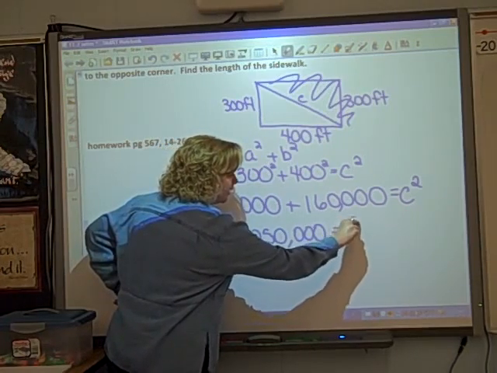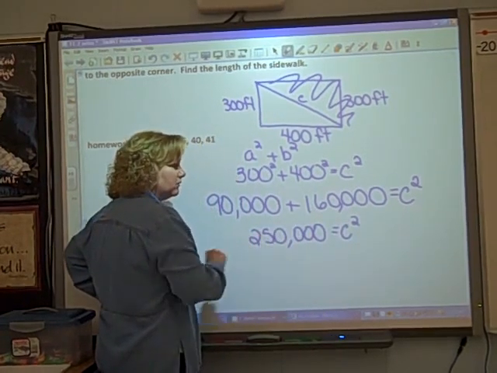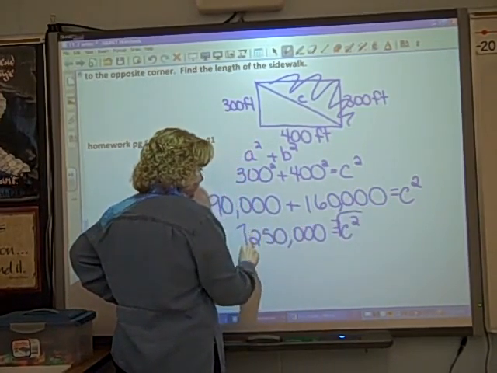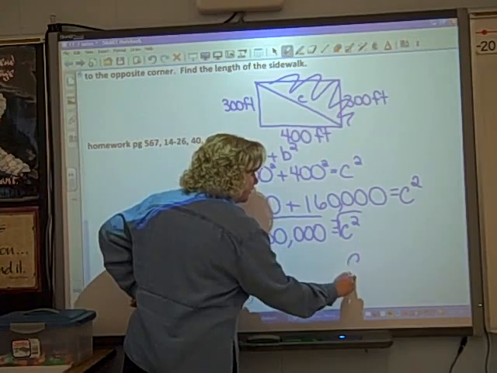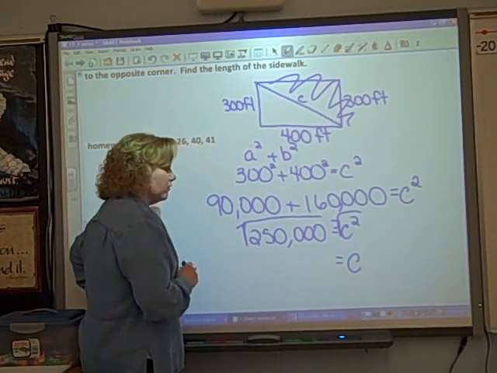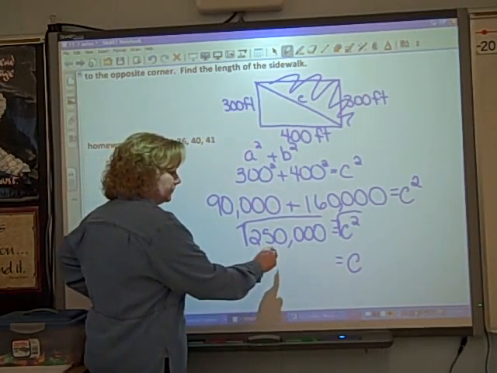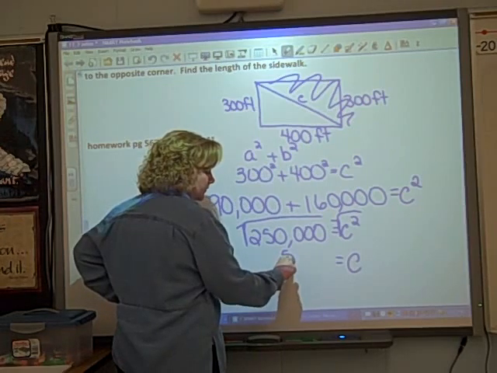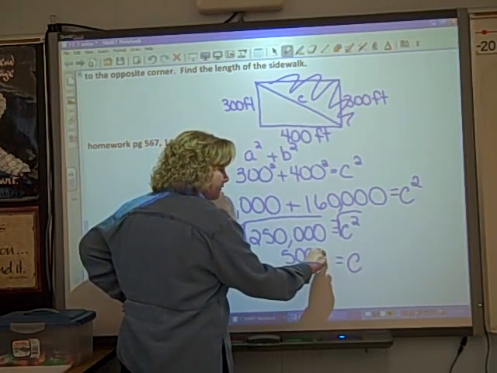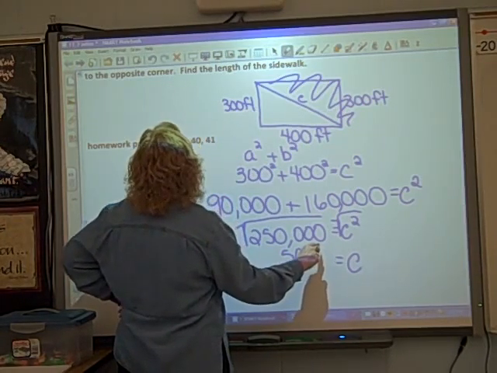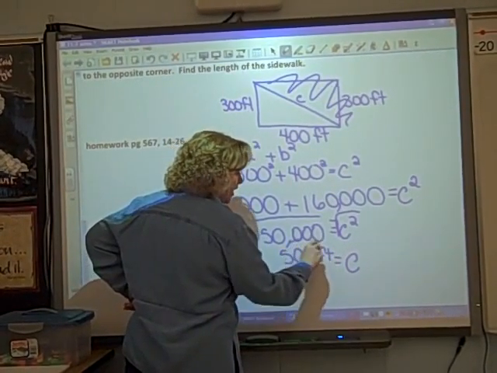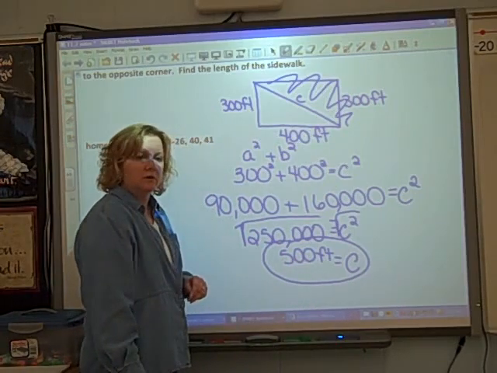Equals C squared. What do I do now? Square root. Good job. So I end up with C is equal to, well, what's the square root of 250,000? 500. Okay, so 500 what? What were we talking about? The sidewalk, feet. So that sidewalk is 500 feet long.